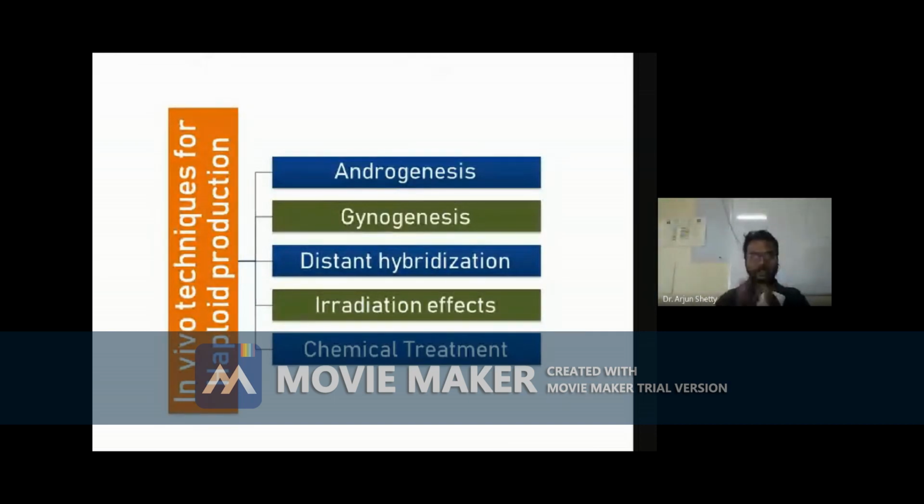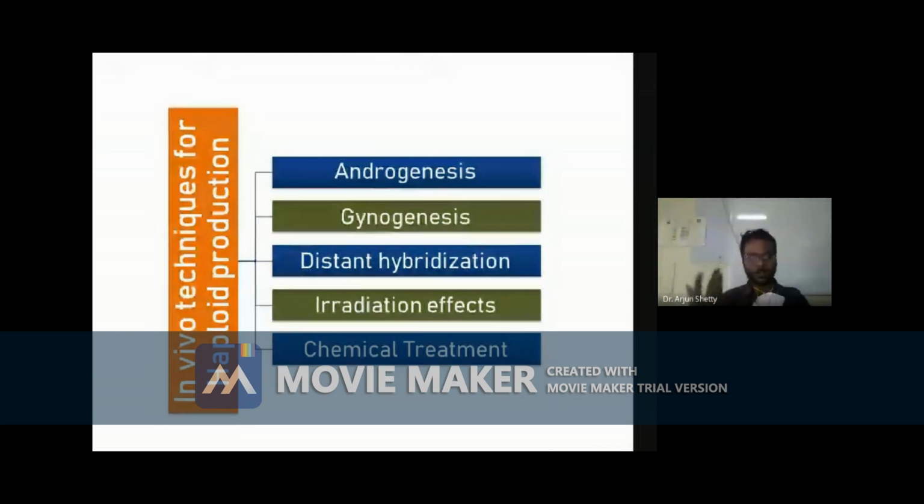When you take the androecium, a male reproductive structure, for culturing and obtaining the haploid plant, that is what we call androgenesis. It is nothing but production of a haploid plant dominated by the androecium, a male reproductive structure; a plant containing only male reproductive organs or male flowers.